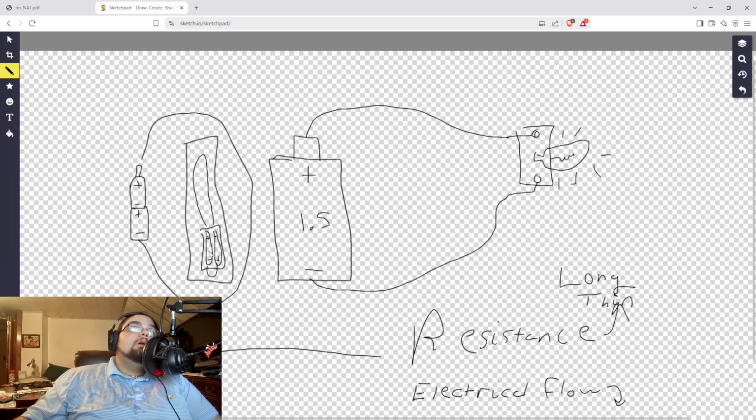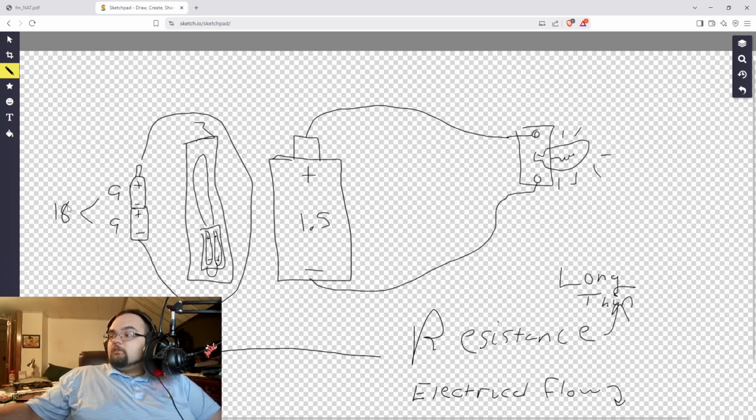Now, if this is 1.5 and this is 1.5, the total voltage combined is obviously going to be 3 volts. If this is a 9-volt battery and this is a 9-volt battery, then the combined voltage will be 18 volts. Does that make sense?